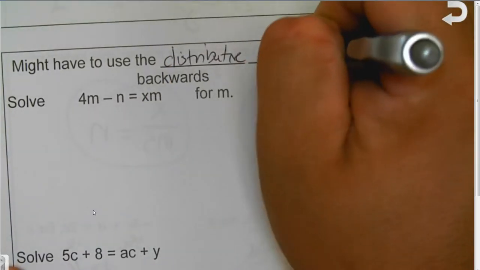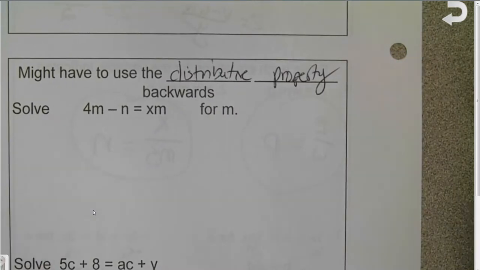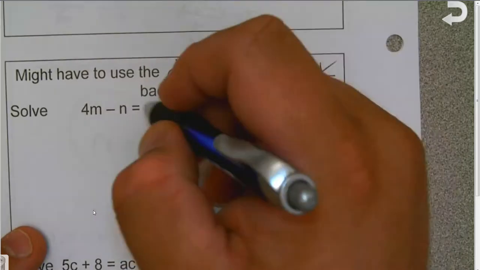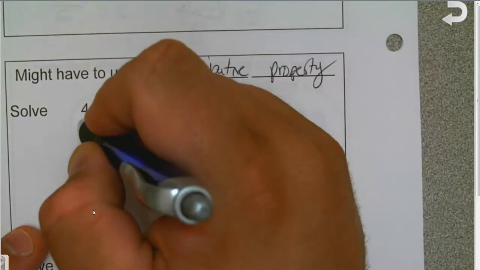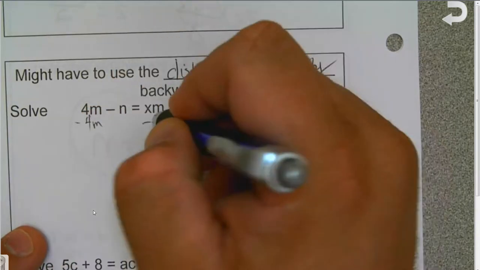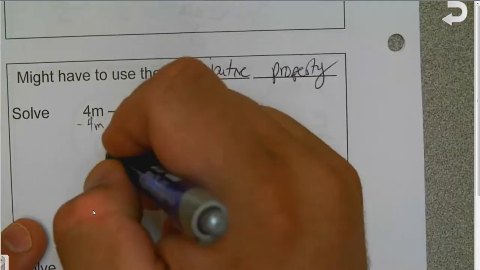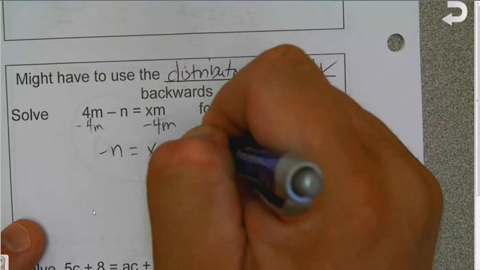And when this happens is when we cannot combine things together. So if I try to get all my m's together here, it's not going to work. So if I do minus 4m, minus 4m, okay, well, that's an issue for me because basically what I end up with is negative n is equal to xm minus 4m.